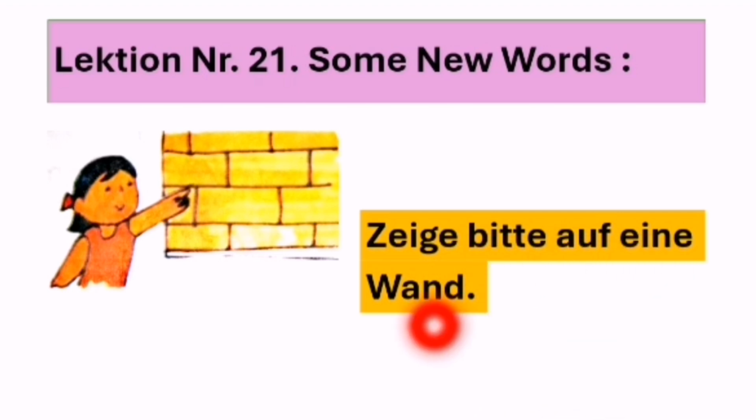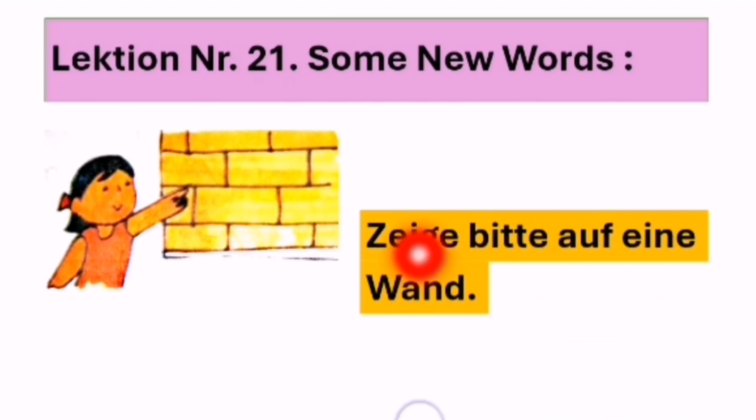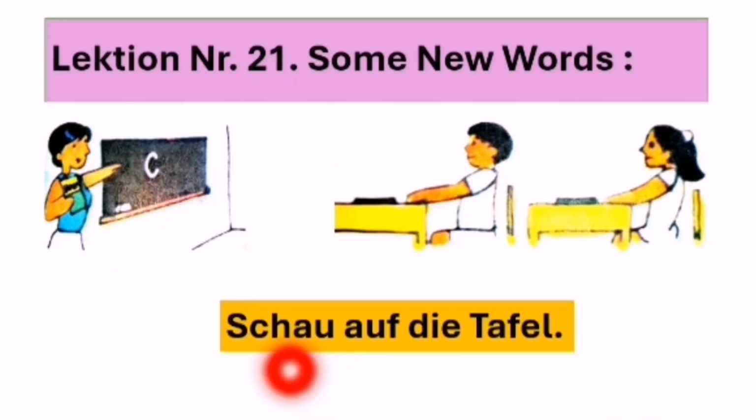Zeige bitte auf eine Wand. In this sentence, the same case, we broke the word zeige auf, and we put bitte between this word. This is one word. Zeige auf. This is one word, but we put bitte between the word. Zeige bitte auf eine Wand. Please point to a wall.